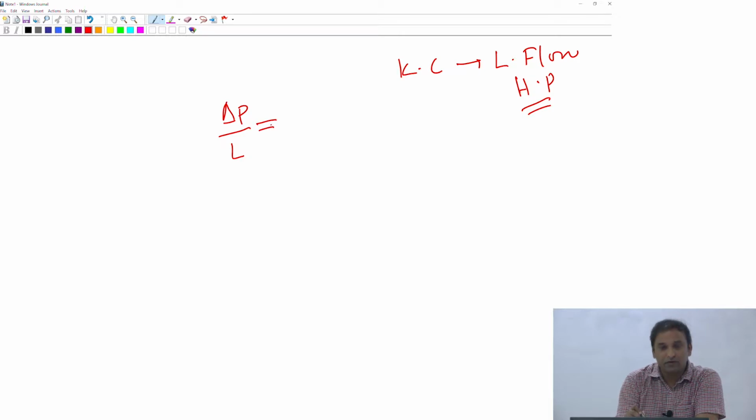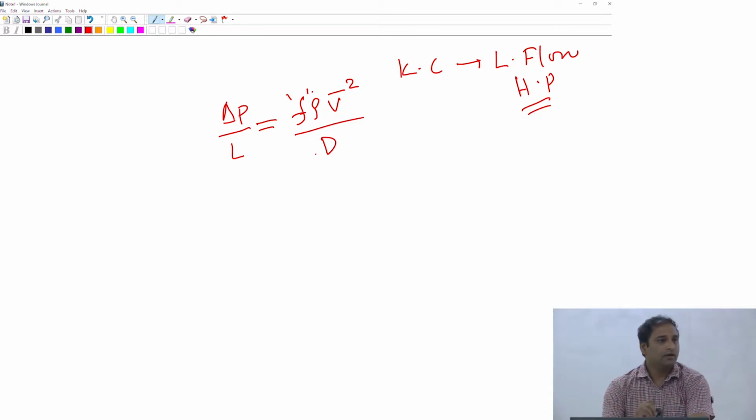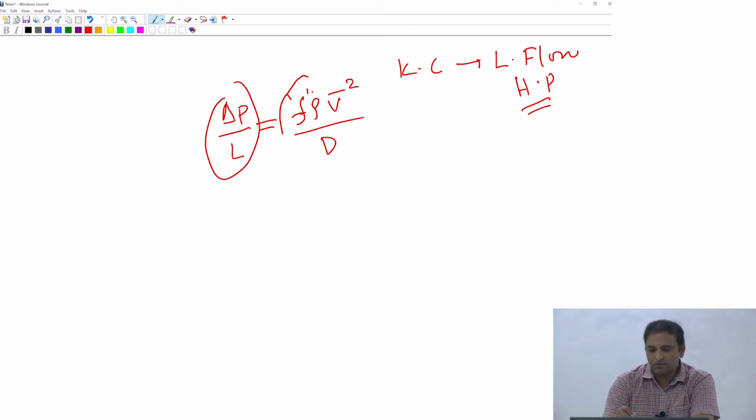So it turns out delta p by L for the flow of liquid through a conduit in the turbulent flow condition goes something like f, that's the friction factor, times rho, that's the density of the fluid, and V naught square divided by D, anyone remembers, that's D. That's your expression for pressure drop per unit length through the pipe in turbulent flow conditions: f is the friction factor, rho the density of the fluid, V the average velocity with which the fluid is flowing, and D is the diameter of the conduit.